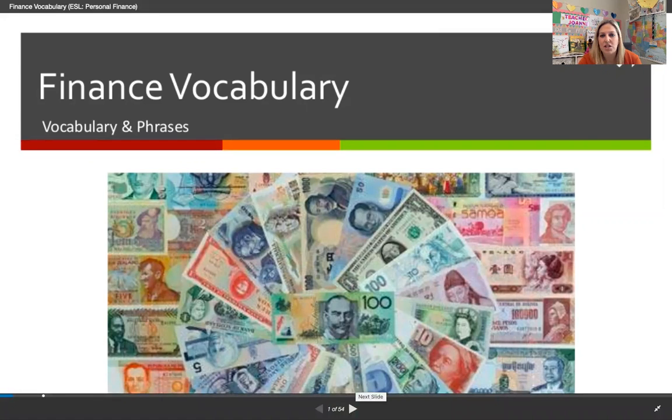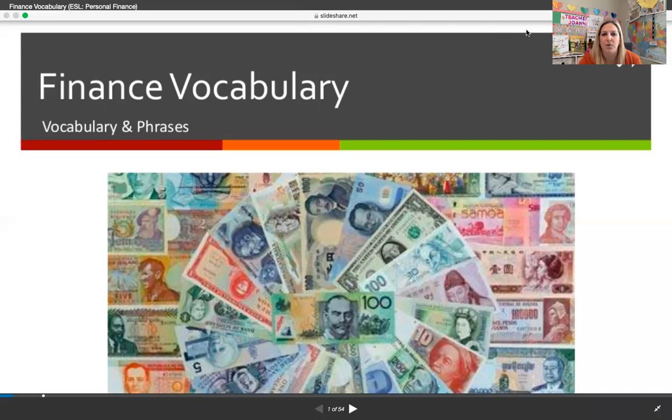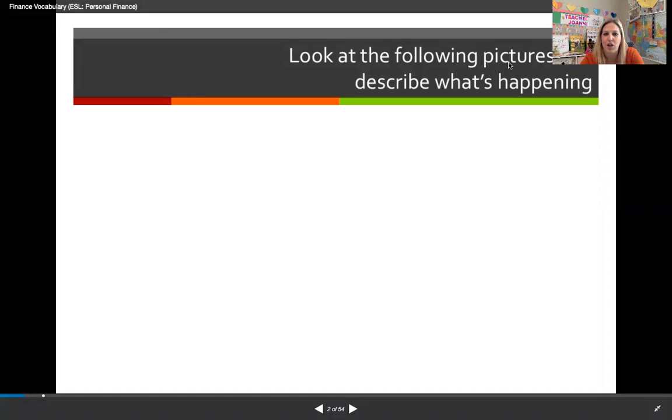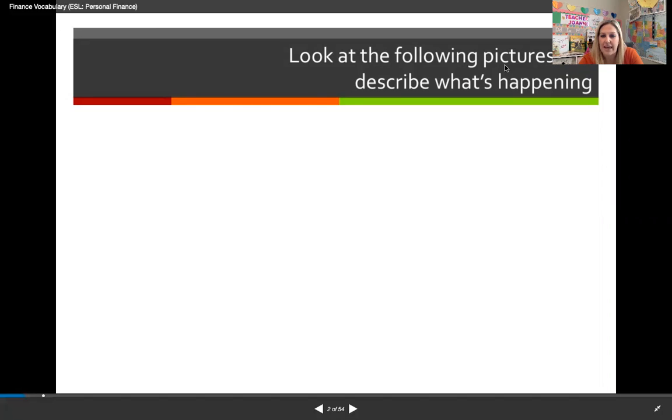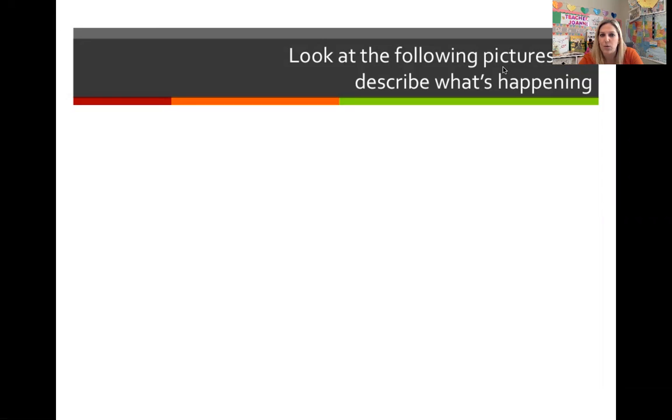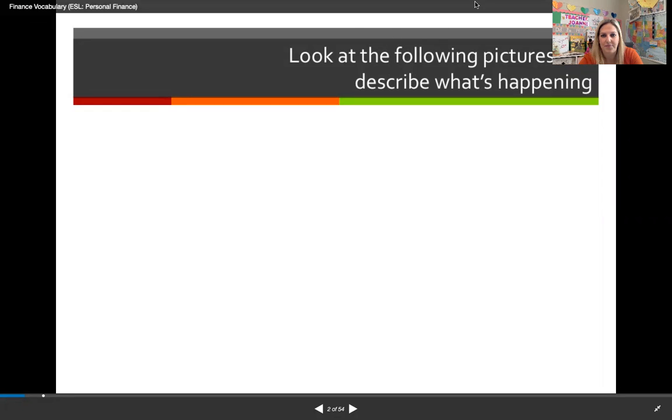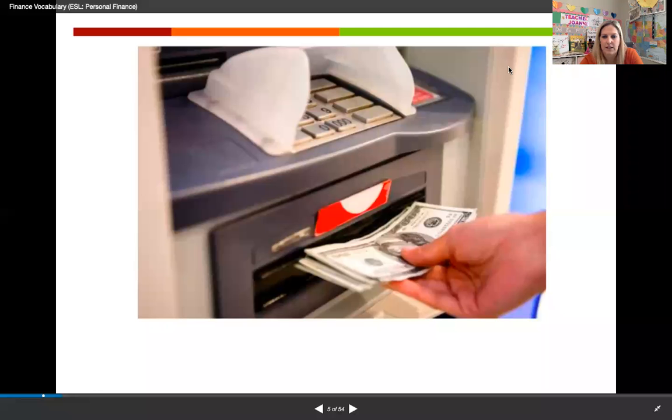So I am going to show you some pictures, and then next I want you to see if you can figure out what it means. Okay, we're gonna look at the following pictures, try to talk about what's happening, go over those vocabulary words, and then put them into practice and see if we can solve some math, financial literacy word problems. So here is our first one.